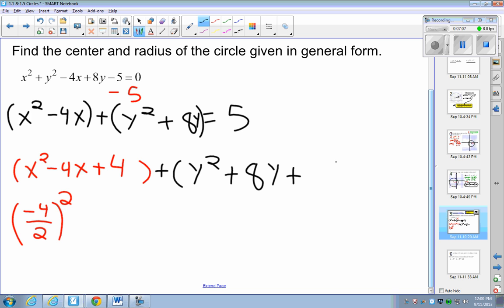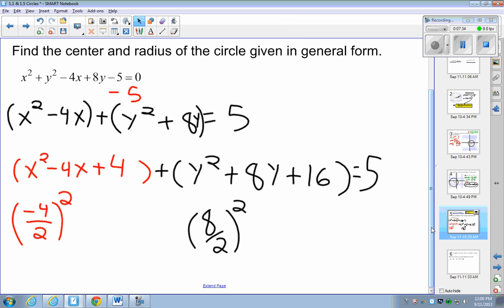I'm going to leave this blank. Okay, so what are we filling this blank spot with? Well, it's the same thing. We're going to take 8, divided by 2. We're going to square that. So that's just going to be 4 squared, and we'll get 16. And this is equal to 5.